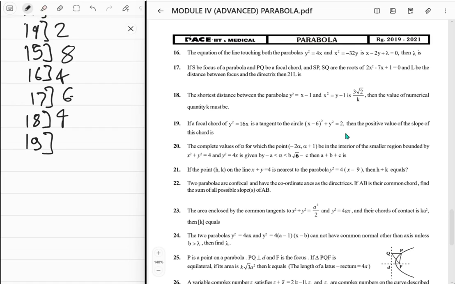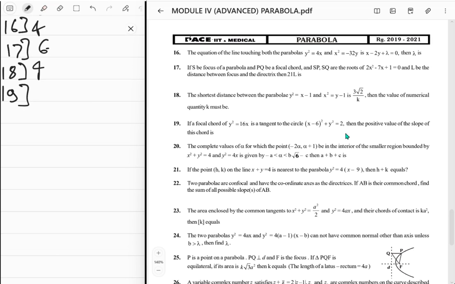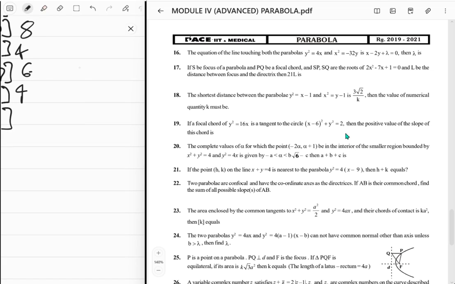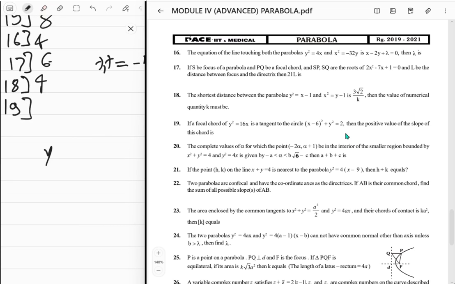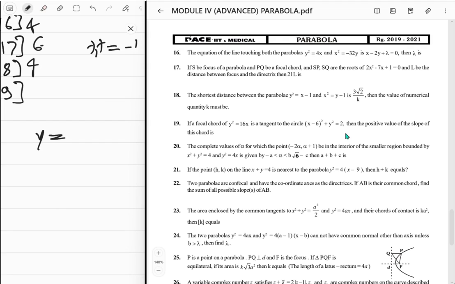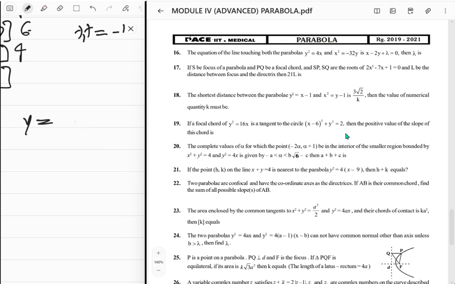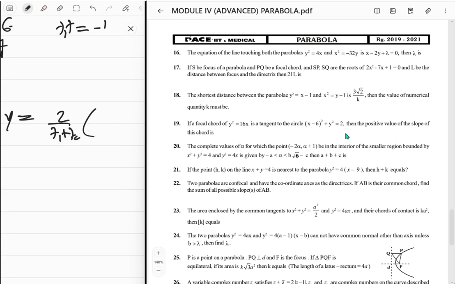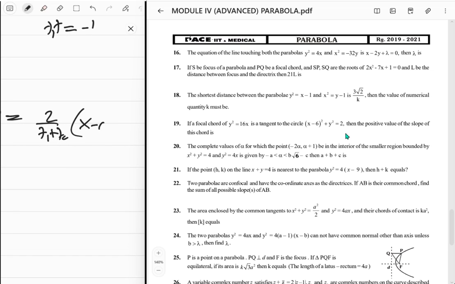Okay, what's the focal chord? That slope is supposed to be just 1 upon t1 plus t2, right? Okay, so t1 times t2 is equal to -1, and the slope is 2 upon t1 plus t2, so y is equal to 0 plus m times x minus x naught, where x naught is just going to be a in this case. And a is 4 in this case, right? This is the tangent to this circle.